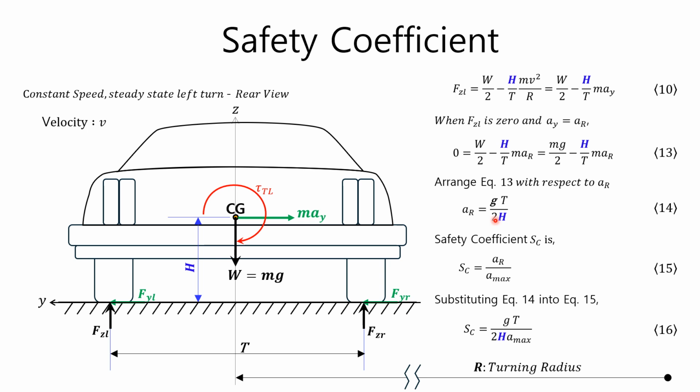Continuing to substitute the rollover lateral acceleration AR of equation 14 into equation 15, we can obtain the result of equation 16. As we expected, we can see that the safety coefficient increases as the track becomes wider and the height of the center of gravity becomes lower.